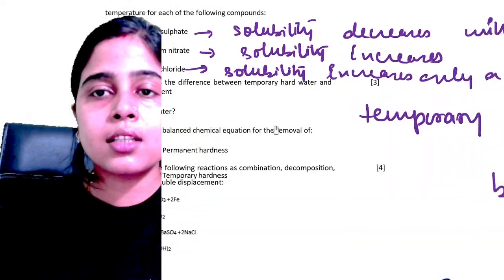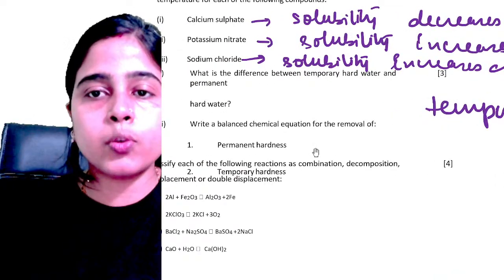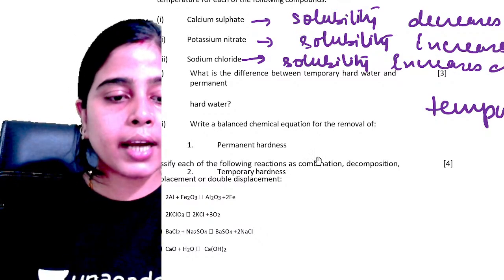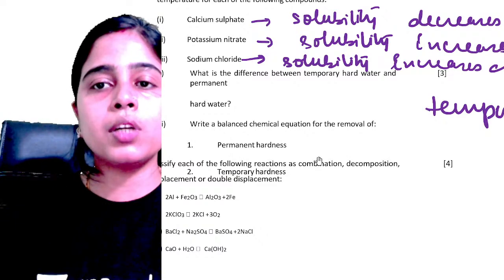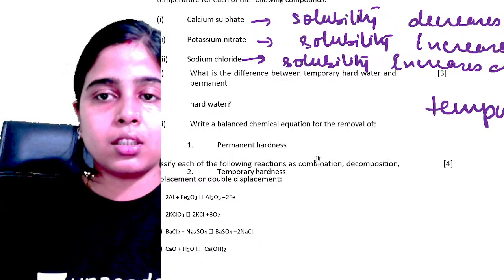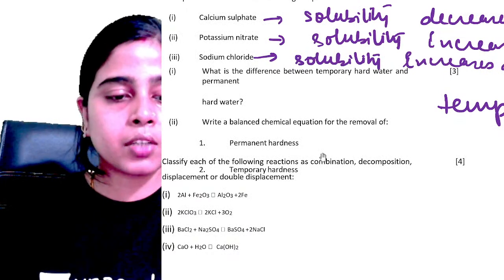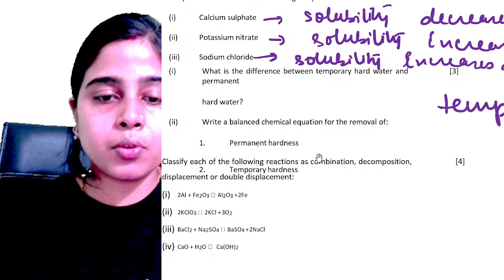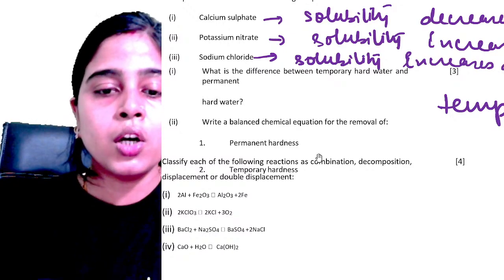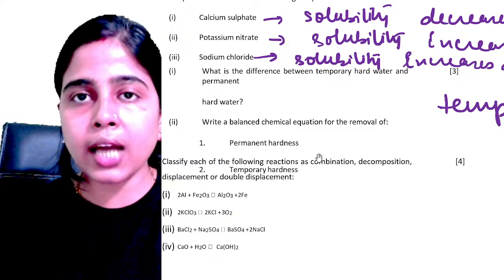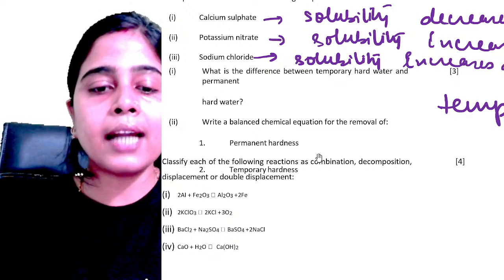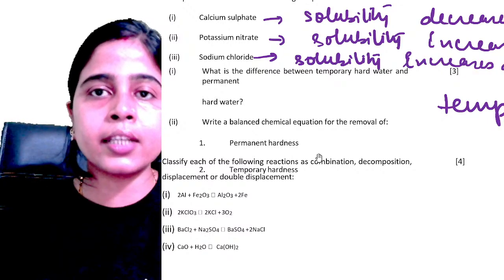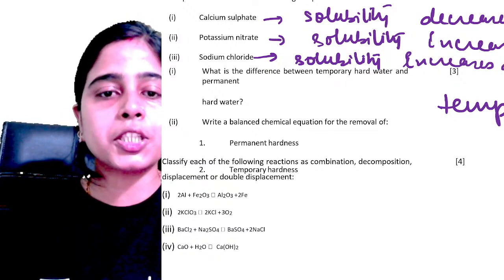Now, next question is, write the balanced chemical equation for the removal of permanent hardness. Okay, so what is the balanced chemical equation? For removal of permanent hardness, we take a calculated amount of soda ash, that is sodium carbonate, and we mix it with the hard water containing calcium sulfate. Okay, so the following reactions take place.